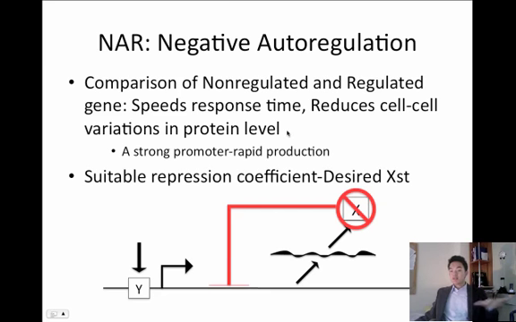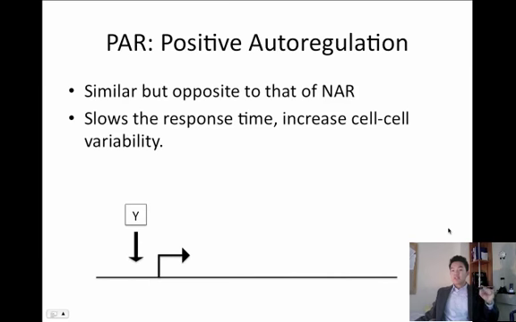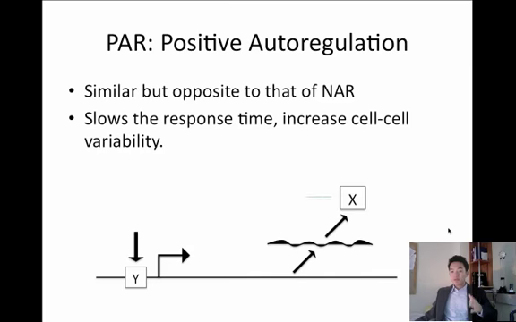Hence, the cell-to-cell variation could be leveled out by NAR. Now, a similar thing, but on an opposite basis, which means that if this repression activity could be made into an activation signal, that would then be called PAR, positive autoregulation. So protein Y binds to your DNA, it then goes for your mRNA, it goes for your protein, and then you have the activation. The effects are exactly the opposite.